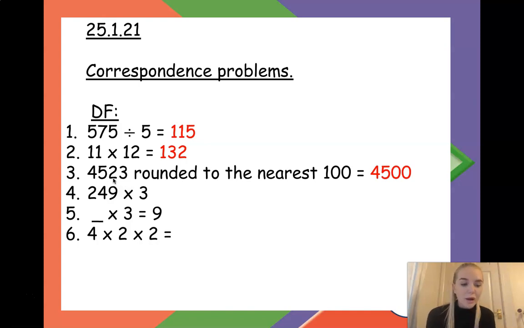249 multiplied by 3. I hope you all have remembered how to use your short written multiplication method. Since we've been working so hard on division, you need to make sure you're refreshing that. The answer is 747, so well done if you got that one.